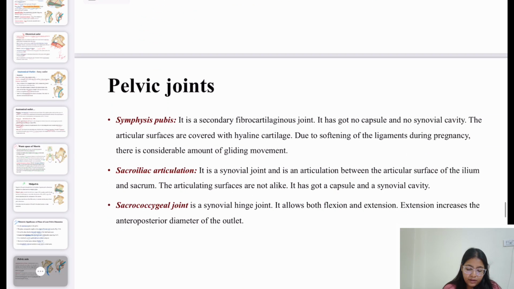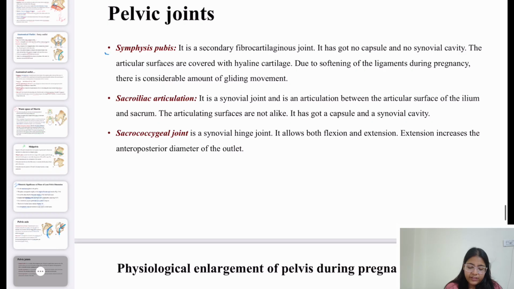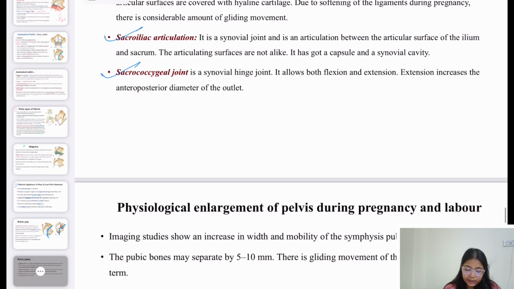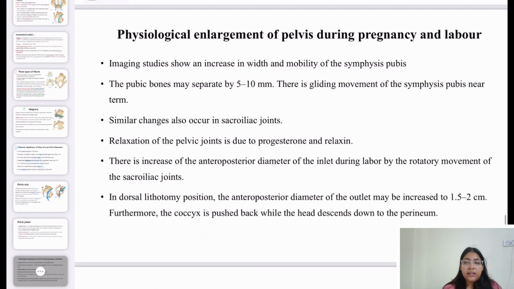Okay, I told you about pelvic joints. So symphysis pubis, sacroiliac articulation, sacroiliac joint. Just read it once. And there is physiological enlargement of the pelvis during pregnancy and labor. How? Because imaging studies have shown there is an increase in width and mobility of the pubic symphysis. It is a synovial joint, so it will move to and fro during labor. The pubic bone may separate by 5 to 10 mm, so there is gliding movement of the symphysis pubis near term.